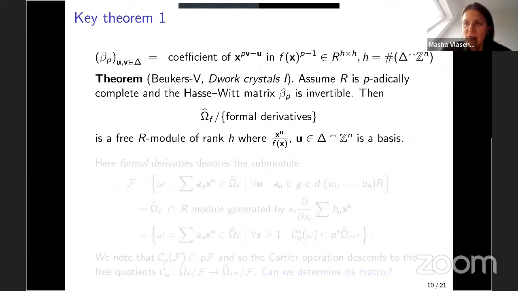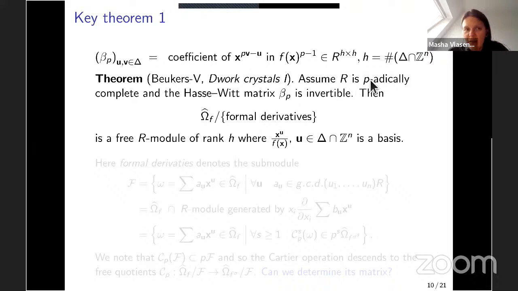Okay. So with the use of this Cartier operation, we were able to prove the following result, which will be the key fact to proving the congruences we started with. We introduce the Hasse-Witt matrix. It's a matrix indexed by pairs of integral points in the Newton polytope delta, and it takes the respective coefficients in the (p minus 1)-st power of the polynomial f. Here h is the number of integral points in delta, so this is an h by h matrix with coefficients in R.